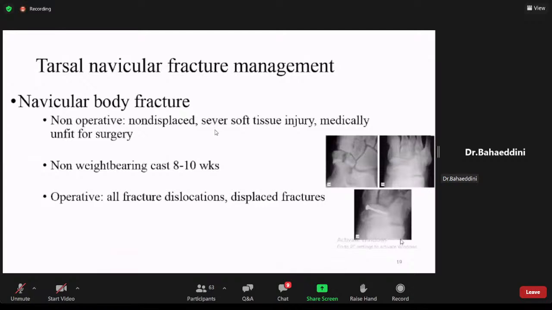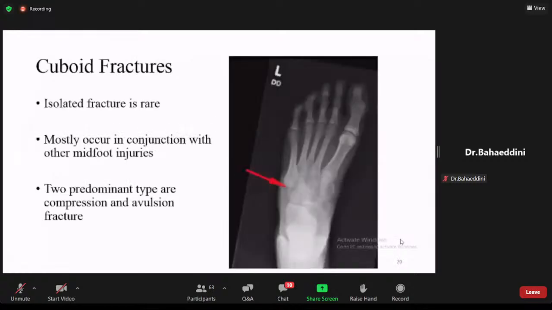For patients medically unfit for surgery, non-operative treatment with a non-weight-bearing cast for 8 to 10 weeks is recommended.